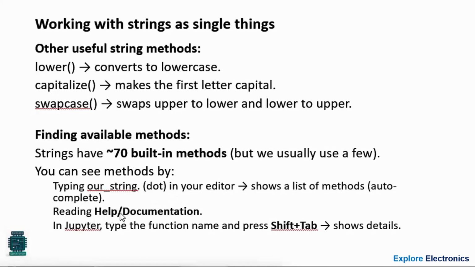And reading help or documentation. If you go to help or documentation, you will see all the 70 built-in methods. And in Jupyter, type the function name and press Shift plus Tab. Then it will show all the details, all the 70 built-in methods details it will show. This is how exactly the methods work in Python.